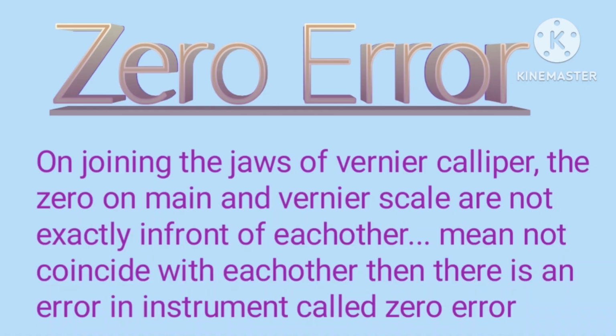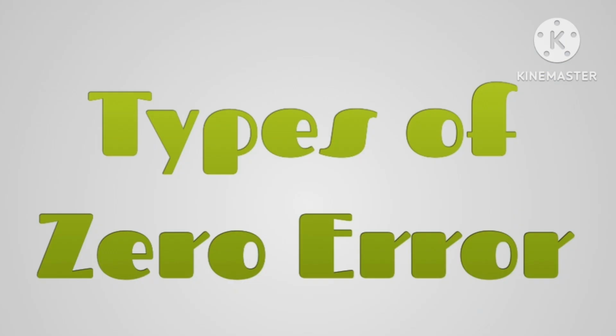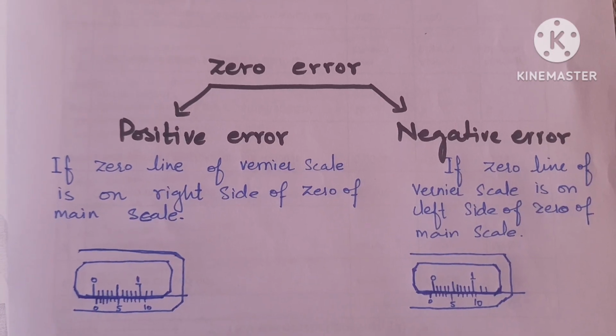On joining the jaws of vernier caliper tightly, if the zero of main scale and the zero of vernier scale are not exactly in front of each other, meaning that both zeros don't coincide with each other, then there is an error in the instrument, and this error is called zero error of vernier caliper. There are two types of zero error: positive zero error and negative zero error.